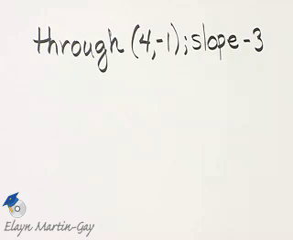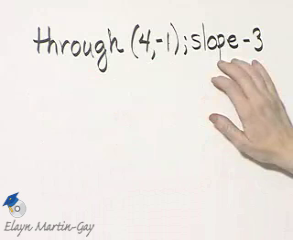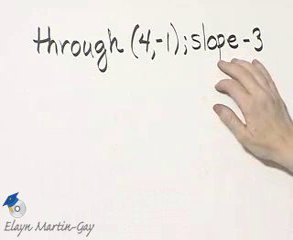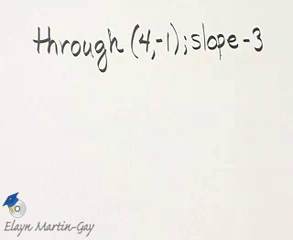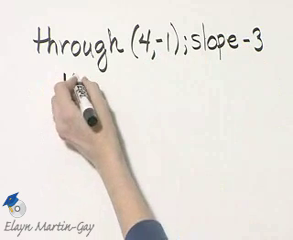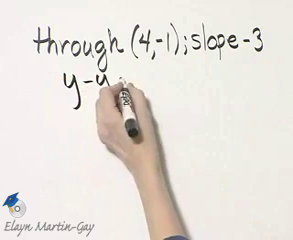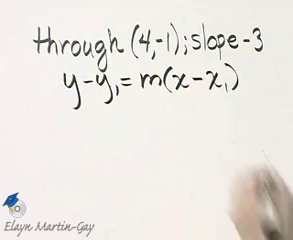We want to write an equation of the line that goes through this point and has this slope. And don't forget, we're going to write our line in standard form. So since we're given the slope and a point, we'll use the point slope form. Remember that form? It's y minus y sub 1 is equal to slope times x minus x sub 1.